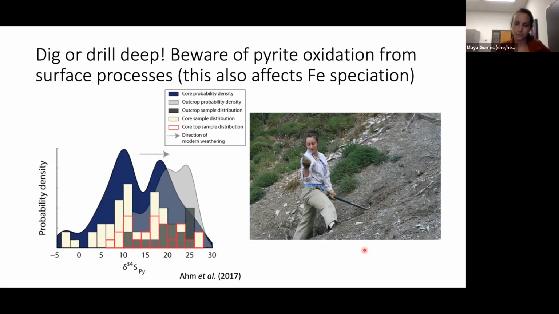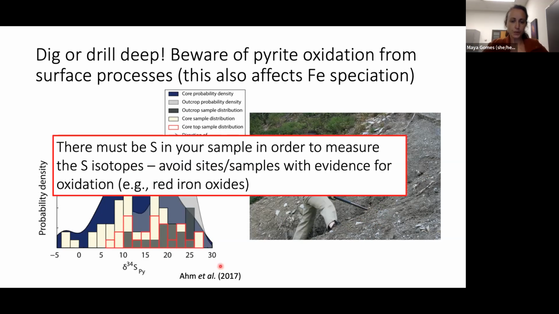And I also want to make the point that this also affects iron speciation as well, because usually pyrite oxidation will decrease the amount of sulfur in your samples, and therefore you might be underestimating the pyrite in your sample. So this is a really great study that I encourage everybody to look at. Yes, there must be sulfur in your sample in order to measure sulfur isotopes. So it's really a good idea to avoid samples with obvious evidence for oxidation. So things like red iron oxides is something that should give you pause.